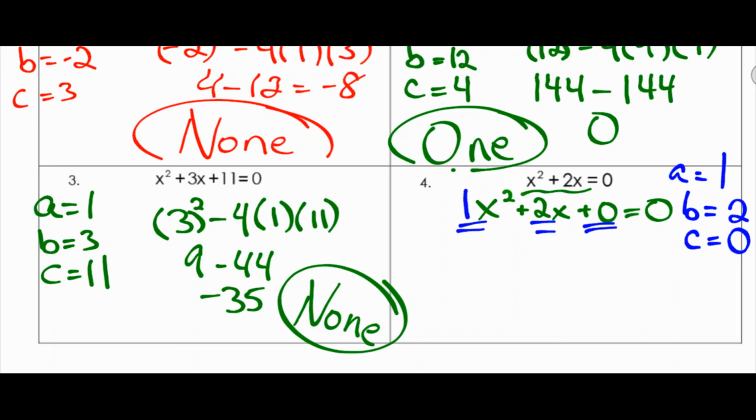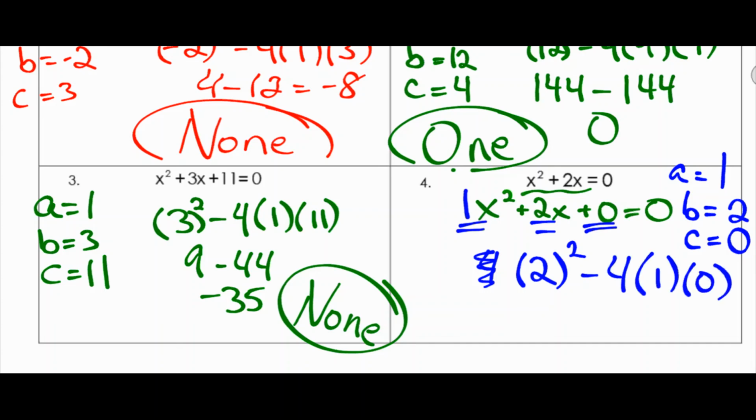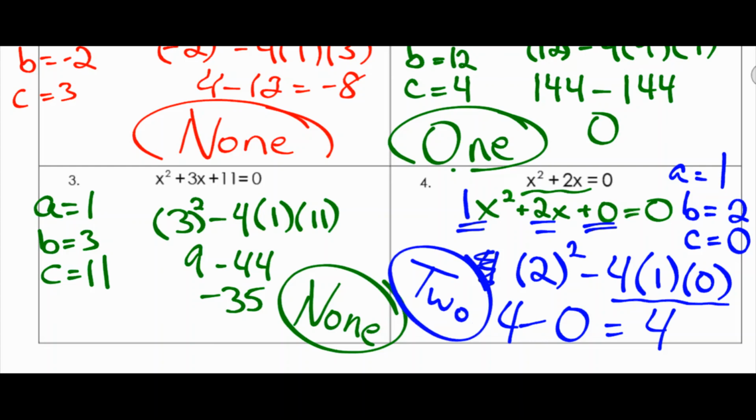Let's take that one step at a time. 2 squared minus 4ac, so that's going to give me 4 minus 0. 4 times 1 times 0 is just 0. And that gives me 4. So the discriminant is 4. It's a positive number. That means I am going to have 2 real and actually rational solutions.